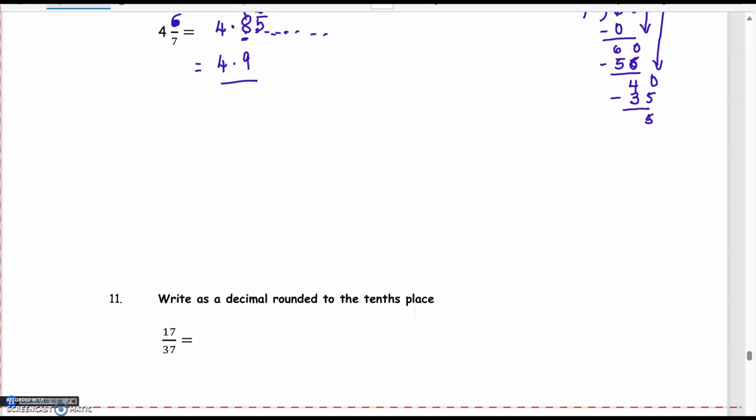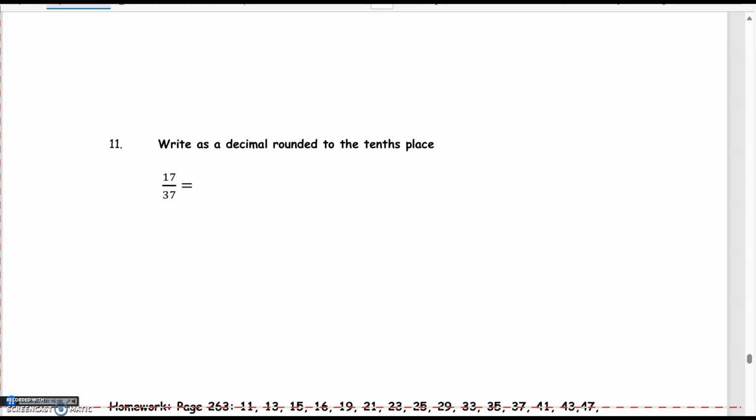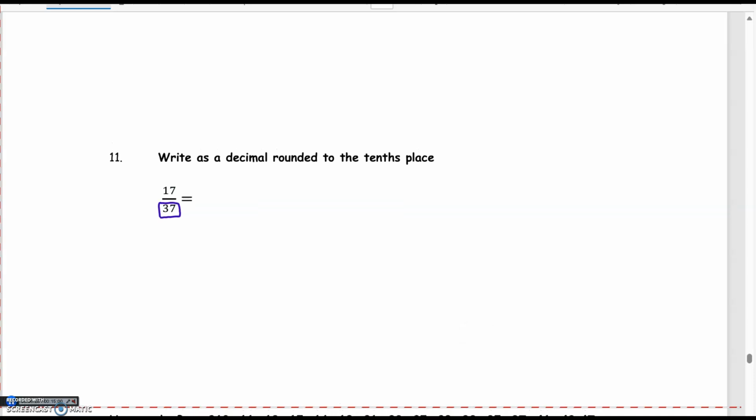The next problem is, again, it says rounded to the tenths place. So here, notice that we're going to divide by 37, which is not easy. So what we'll do is, since we have to round it to the tenths place, we have to go only 2 decimal place values. So this is a proper fraction. So it's going to be 0 point something. The divisor is 37. So it sits outside. And we have 17 inside. We know that we have to do decimal division. So put a decimal point.